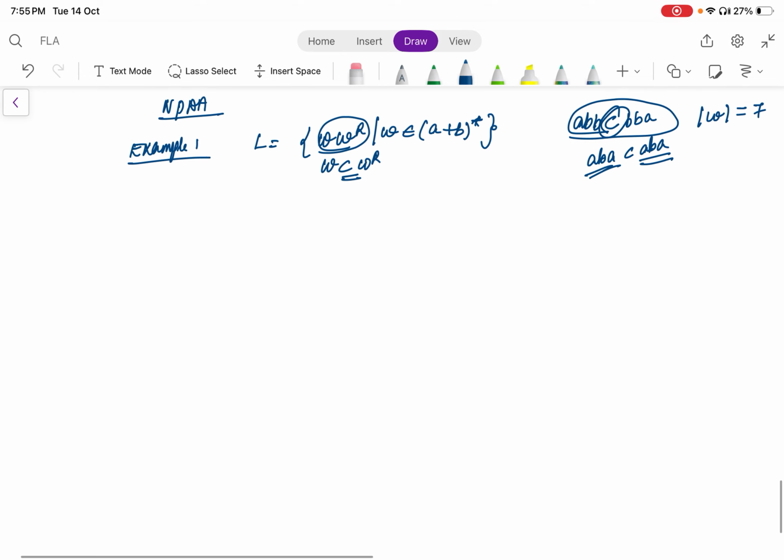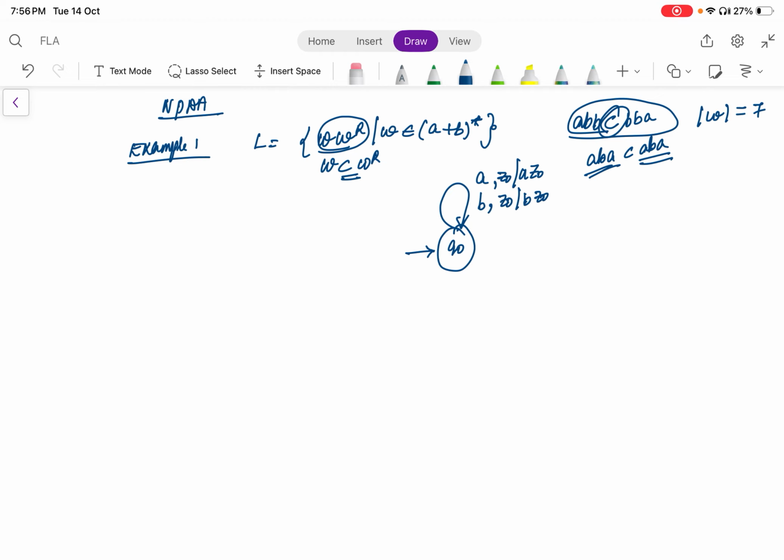The first transition is the same for both: you push A or B. Q naught is your state, input is A, and the state of the stack is Z naught. After adding, it is A Z naught. Or your input can be B, giving B Z naught. This is the first transition. Then even the second symbol is also fine.